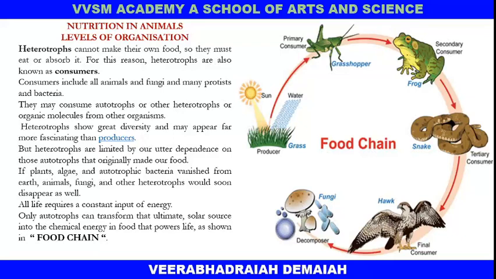All life requires a constant input of energy. It may be solar energy or any other form of energy in the universe. Only autotrophs can transform that ultimate solar source into the chemical energy in food that powers life, as shown in the food chain. This is the food chain, my dear friends, a beautiful image which shows the food chain starting from solar energy, producers, the grass and other things, and water from the atmosphere or groundwater. Then the primary consumer, grasshopper; secondary consumer, frog; tertiary consumer, snake; final consumer, hawk. After the death of the hawk, it decays again, the decomposers form fungi, and the cycle repeats.